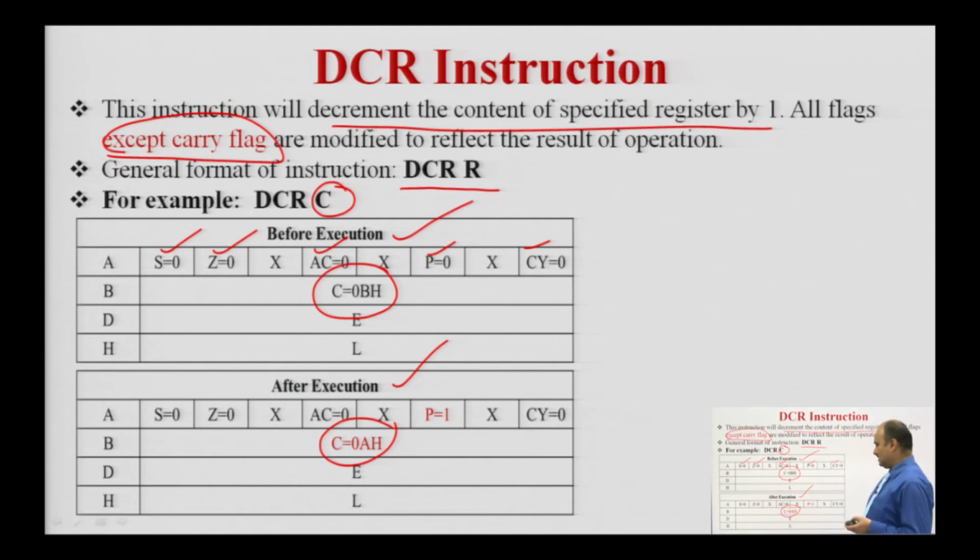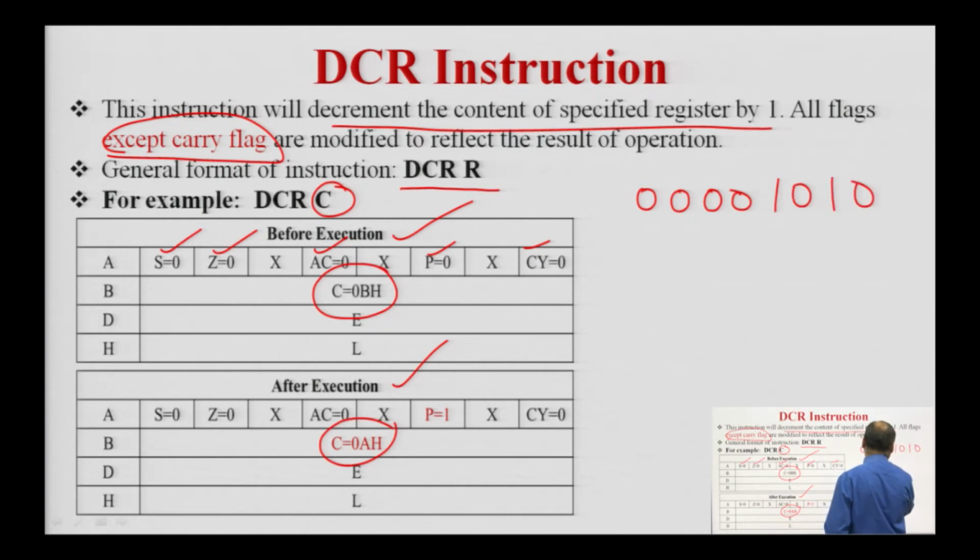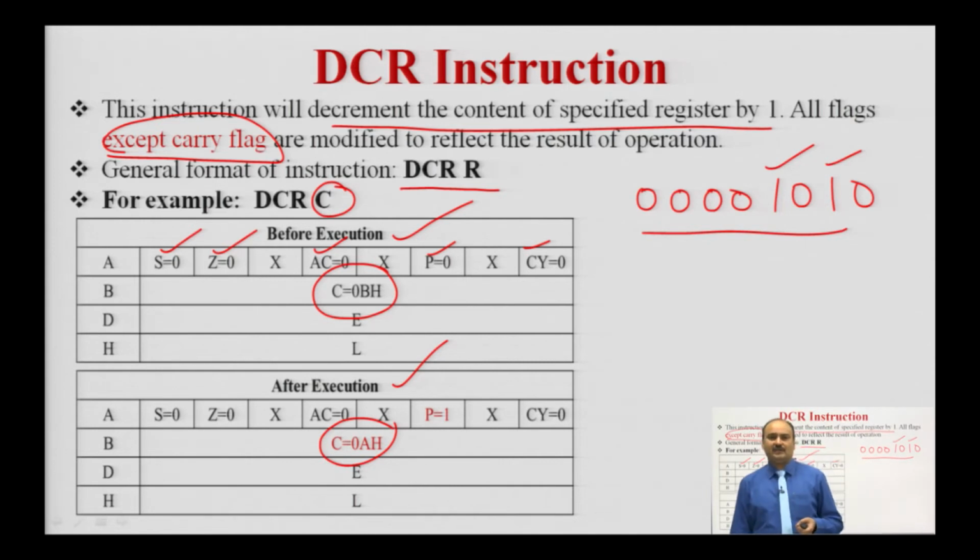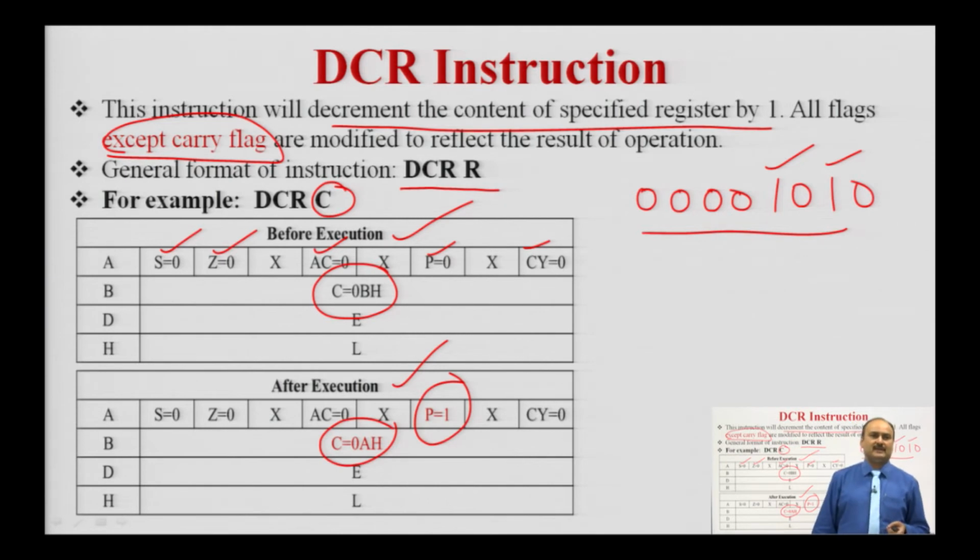Since the result consists of an even number of 1s, that 0AH is nothing but 0000 1010. See here, the result consists of an even number of ones. That is why the parity flag is set to 1 to reflect the result of the operation. The parity flag is set when the result consists of an even number of 1s. If the result consists of an odd number of 1s, the parity flag is reset.